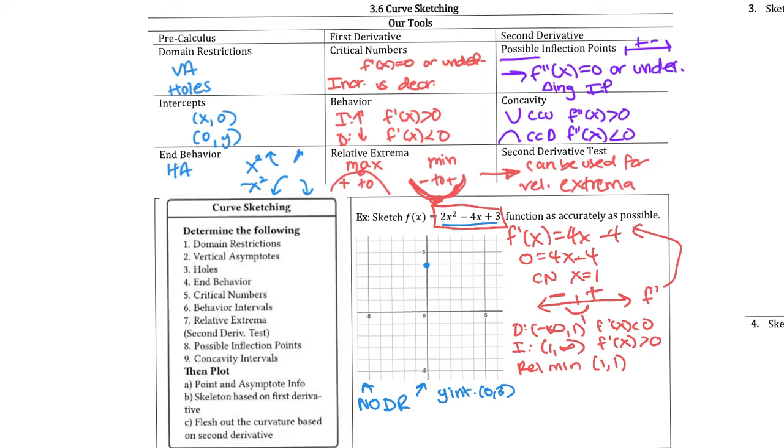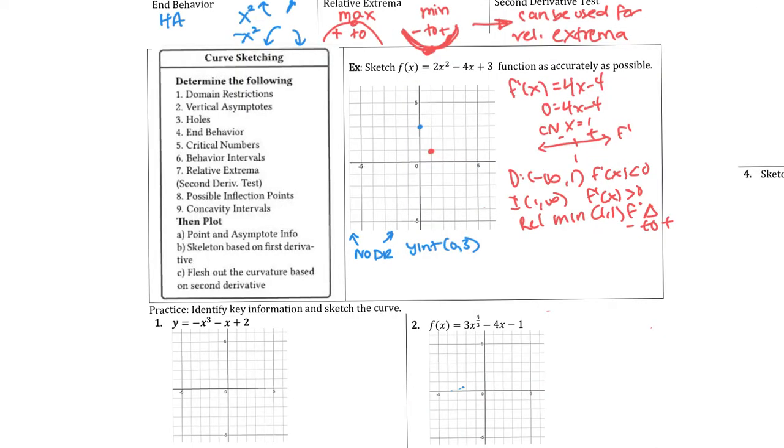So we have a relative min at (1, 1), and we know this is true because f prime is changing. I'm going to use the triangle for change from negative to positive. So I just found another point on my graph, so I'm going to go ahead and graph that point, (1, 1). That's all the information that our first derivative is going to tell us. So I'm going to make some room, and then we're going to find our second derivative and figure out what that's telling us about our graph.